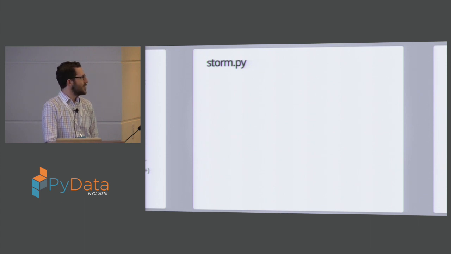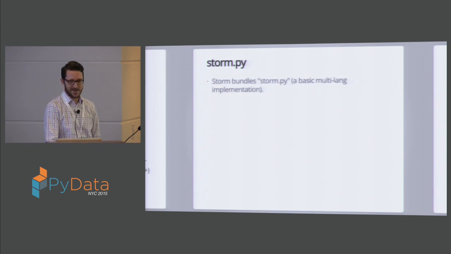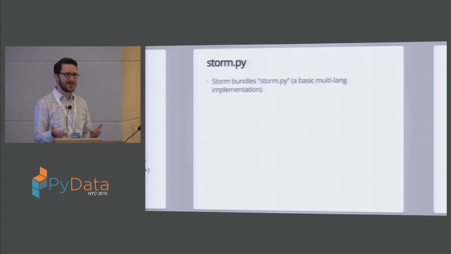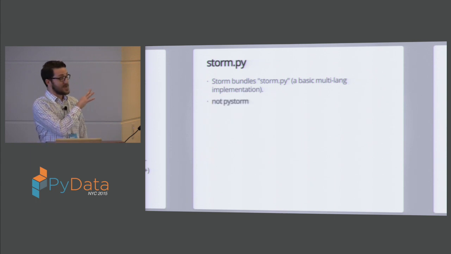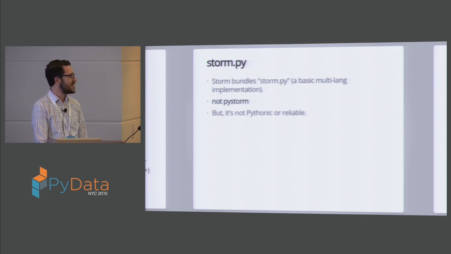So there's this thing called storm.py that's bundled with Storm, and as a newbie to Storm, you might be tempted to go, okay, well, Storm comes with this thing. Why do I even need Streamparse or any of this stuff? Well, it's not to be confused with PyStorm, which is something I'll talk about in a minute. It's not at all Pythonic, and it's really unreliable. There is like no error handling at all in it. It was written as an example very early on in the project by a bunch of Java developers, and it looks and reads and acts like that.